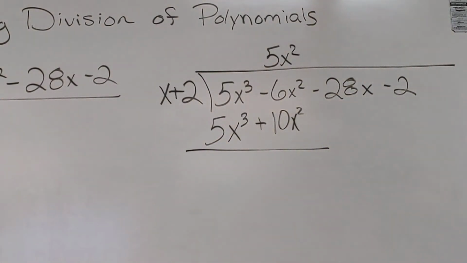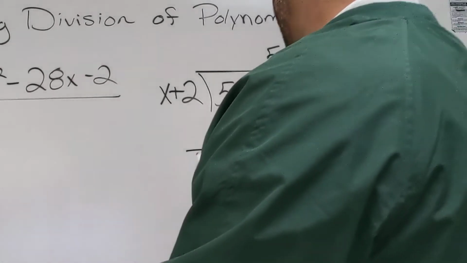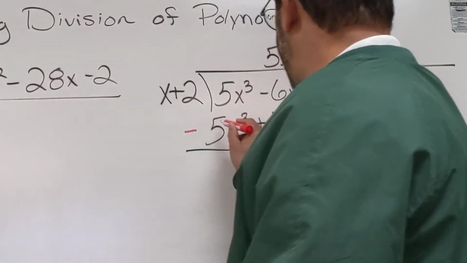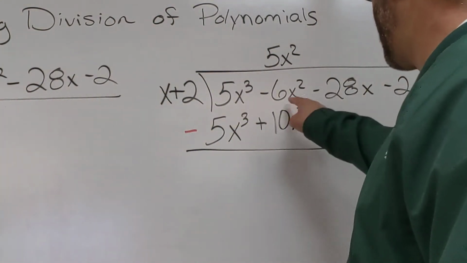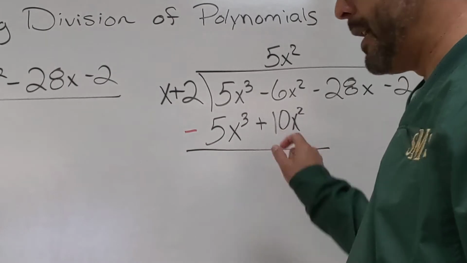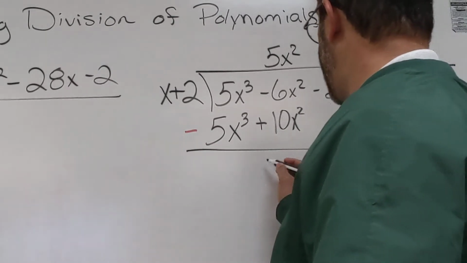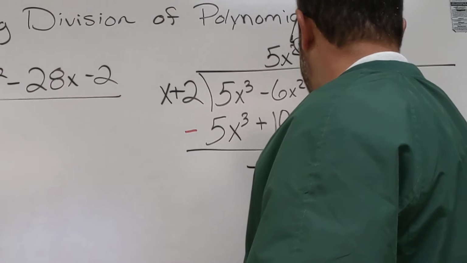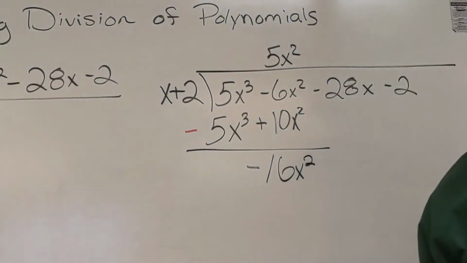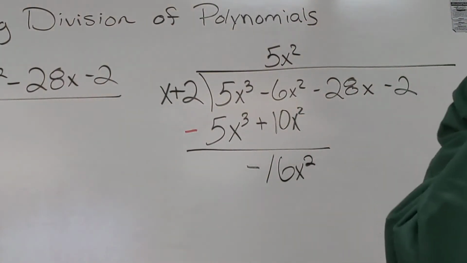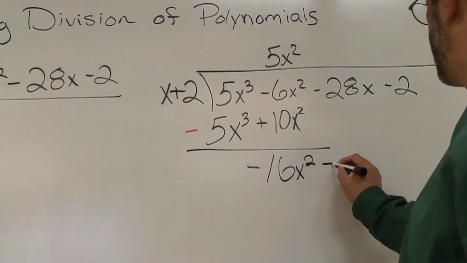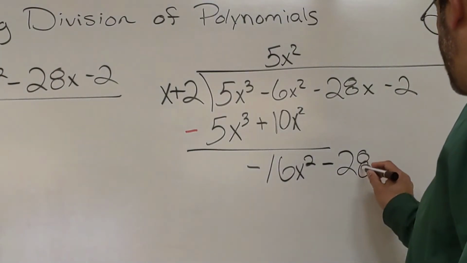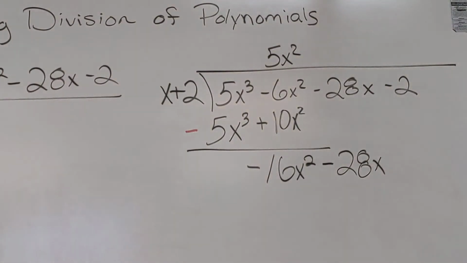All right, so at this point, you need to remember, we're doing subtraction. So 5x to the third minus 5x to the third, these eliminate, and that gives me a 0. But negative 6x squared minus 10x squared is going to give me a negative 16x squared. All right, so it's very important that you watch those negatives and watch what they do. All right, so then I bring down the 28x.